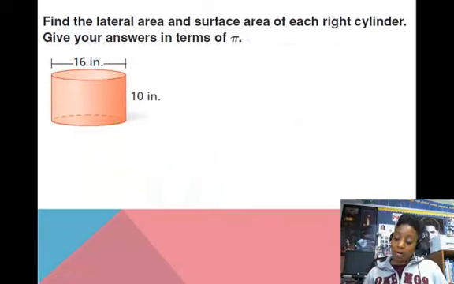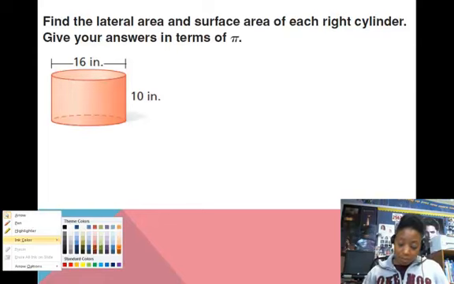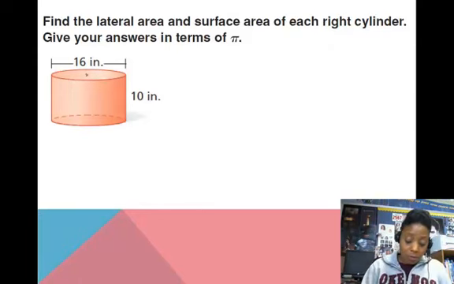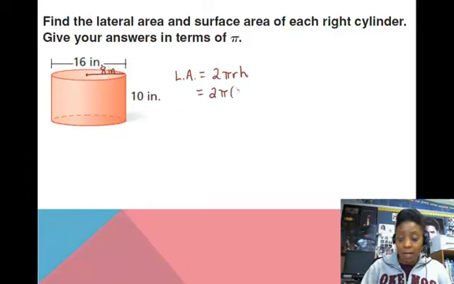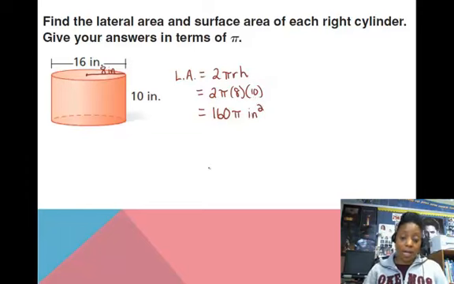All right, let's look at the lateral area and the surface area of this right cylinder. It says give your answer in terms of pi, so we don't need to multiply out times pi. We're going to have pi in our final answer. We know the radius is 8 inches and the lateral area is 2 pi rh. So we've got 2 pi times the radius, which is 8, times the height, which is 10. 8 times 10 is 80, double that, so it's 160 pi square inches for our lateral area.